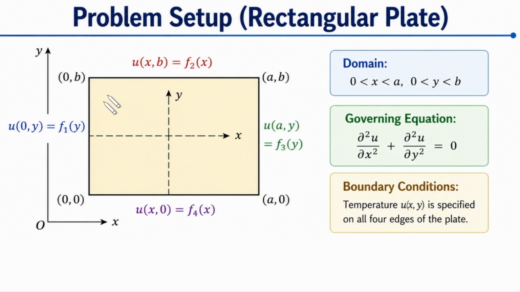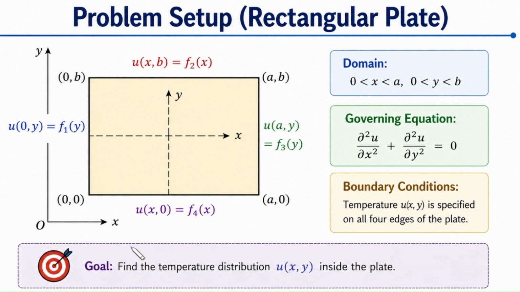So these functions represent the temperature on the boundaries. The important point is that boundary conditions tell us how the temperature behaves at the edges. Our final goal in this case is to find the temperature distribution u inside the plate. By combining these two things, the equation with the boundary conditions, we get what is called a boundary value problem. Now let's solve this problem with the help of the separation of variable method.